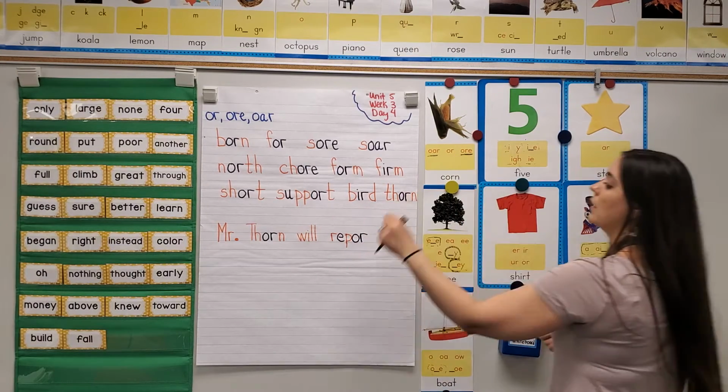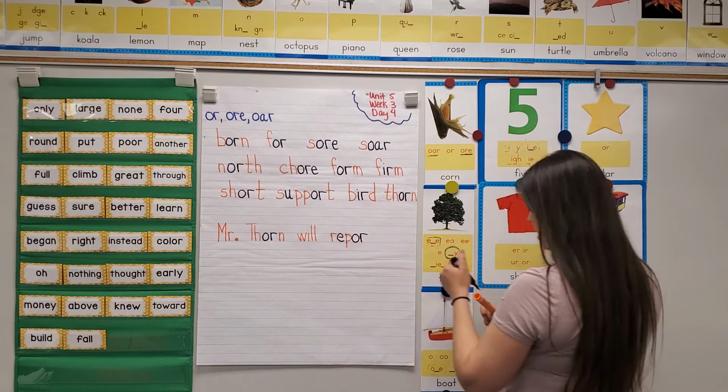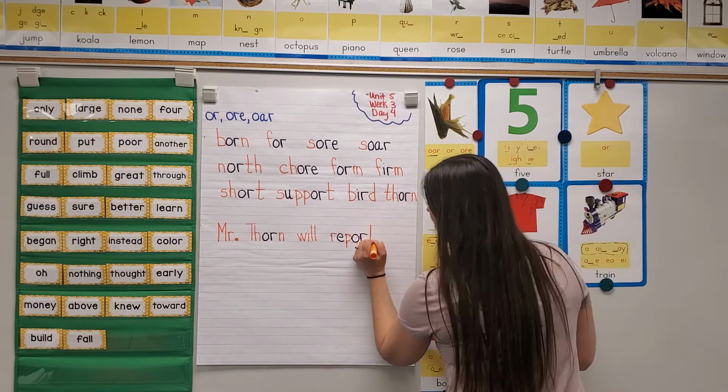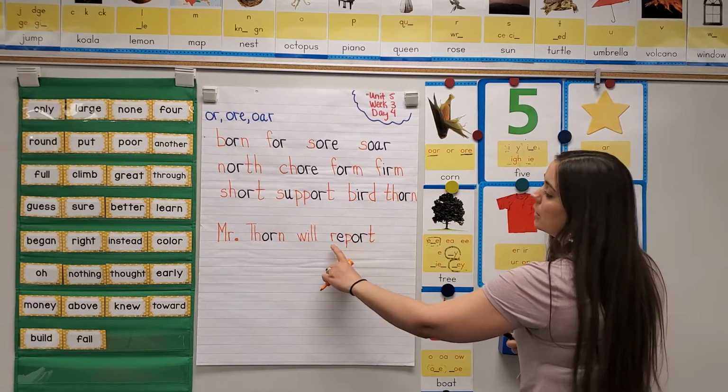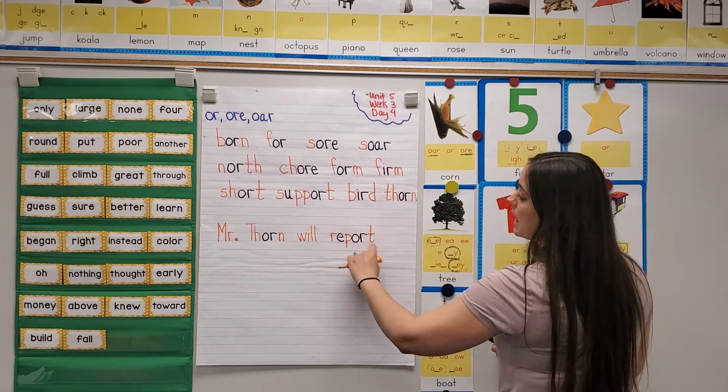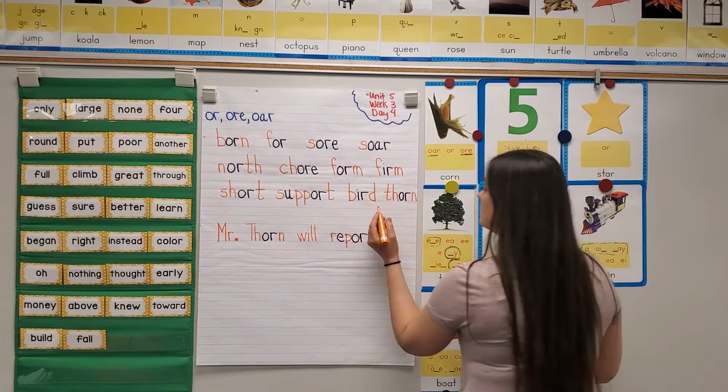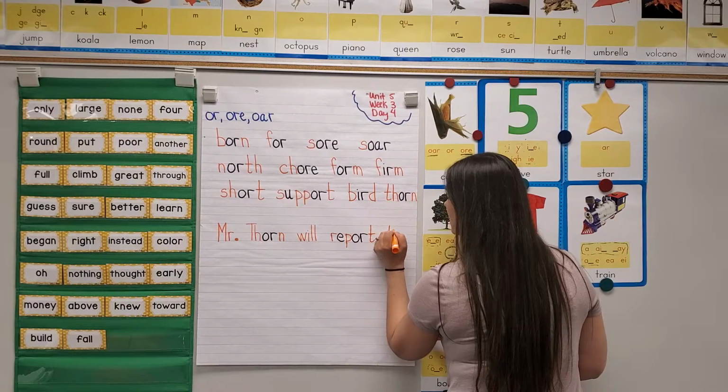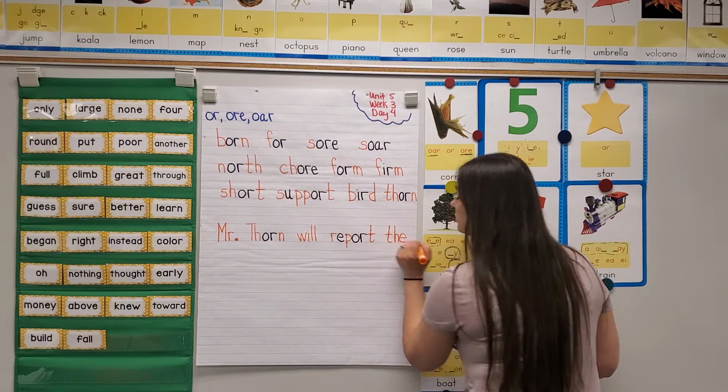OR, or. E, pa, or. T says ta. E, pa, or, ta. Report. Mr. Thorn will report. That means he's going to tell something.